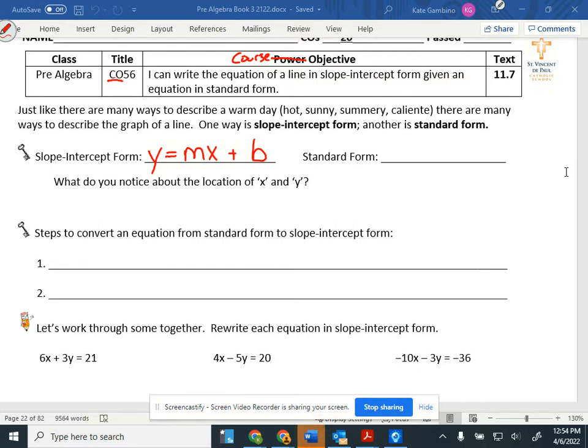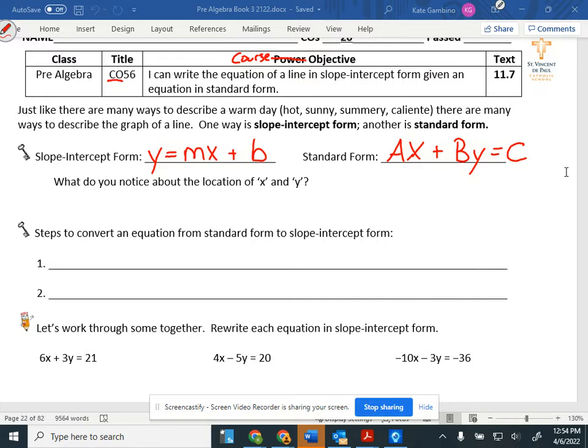Standard form would be ax plus by equals c. So what do you notice about the location of the x and the y? X is first. Okay. So we have the x first and then the y. What do you notice, Paisley? Oh, it's like coordinates, how X is always first.